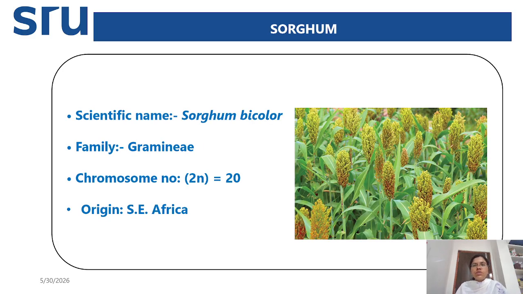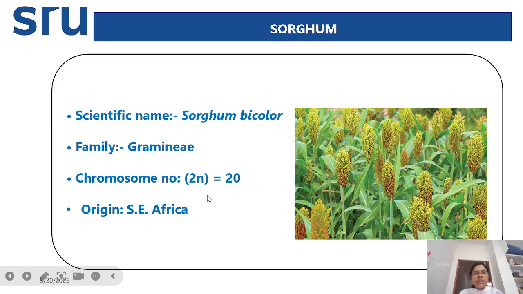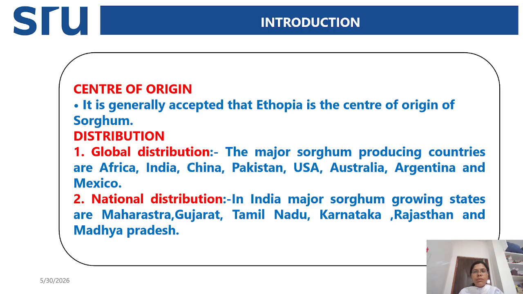Sorghum is the most important millet. The scientific name of sorghum is Sorghum bicolor, and it belongs to the Graminae family. It is a diploid species with chromosome number 2n equal to 20, and it originated in Southeast Africa. So this is the introduction of the sorghum crop.